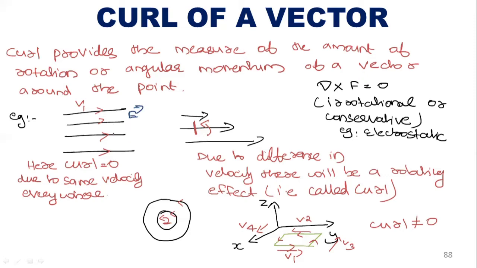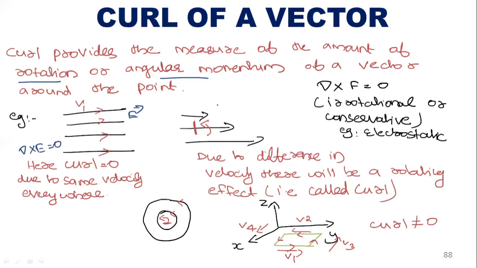If the velocities are the same, there will not be any rotation. So here curl is equal to 0. That is, if the vector is E, del cross E equals 0. Due to the same velocity everywhere, there is no rotational motion. So the amount of rotation or angular momentum around the point is 0.